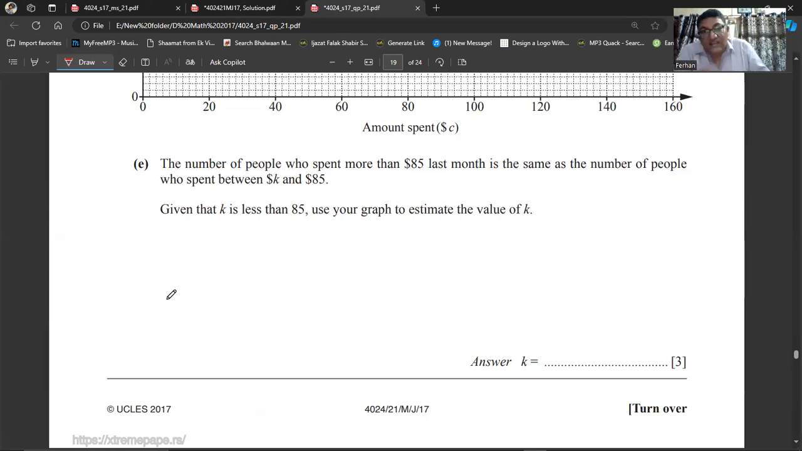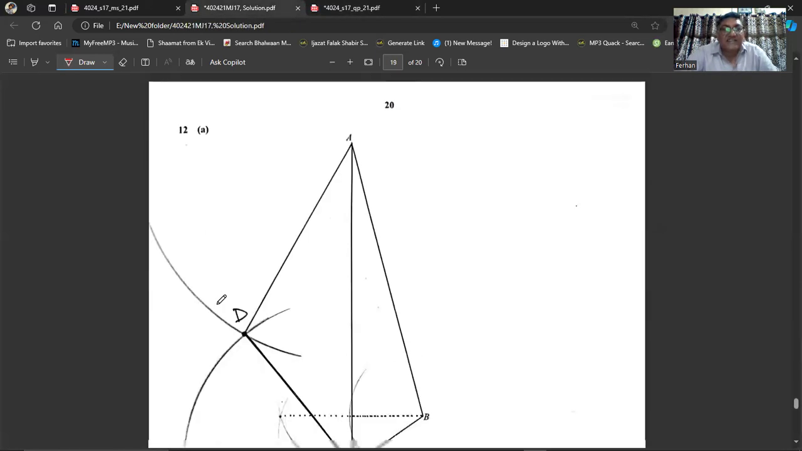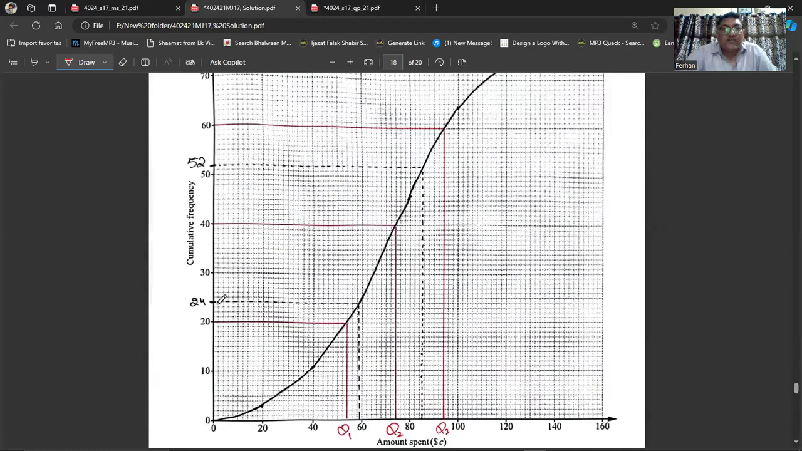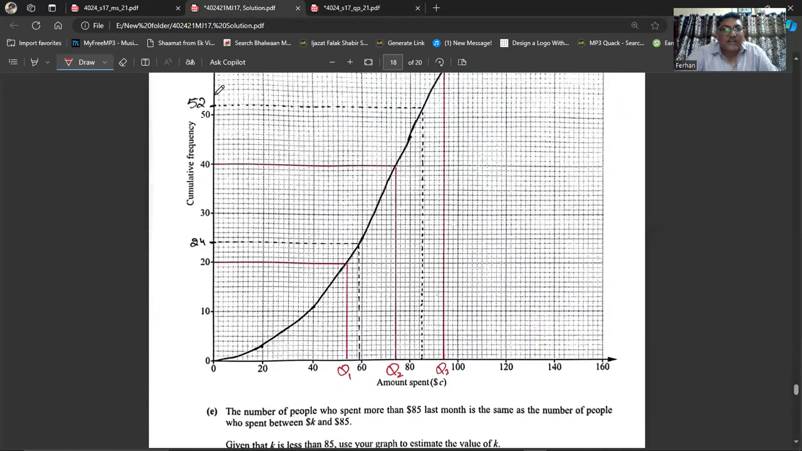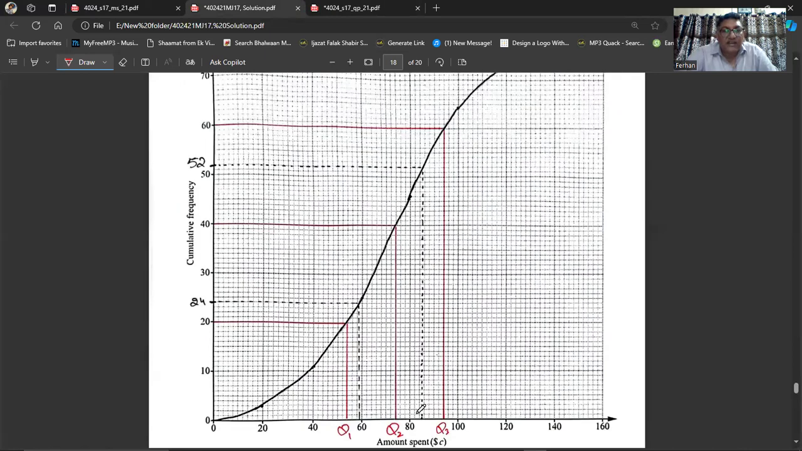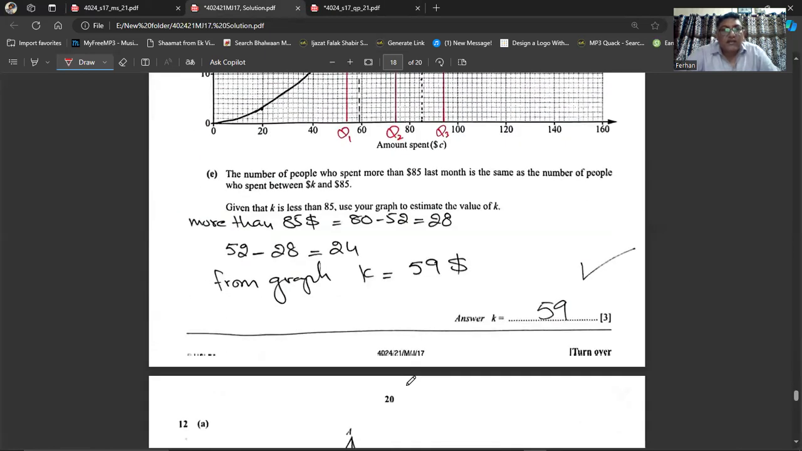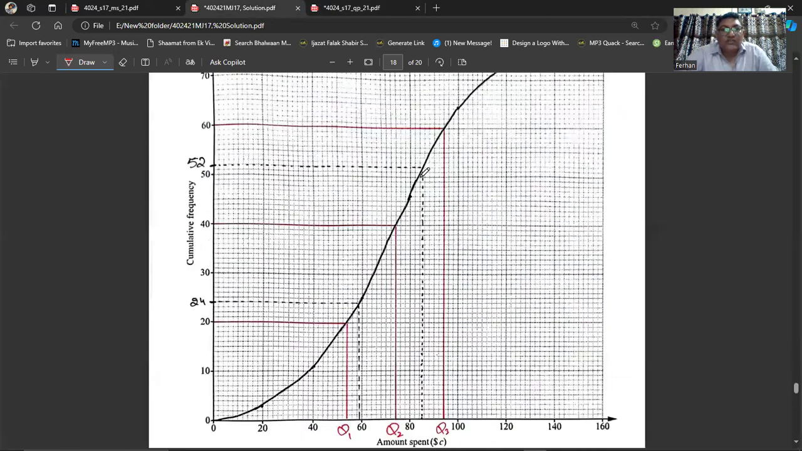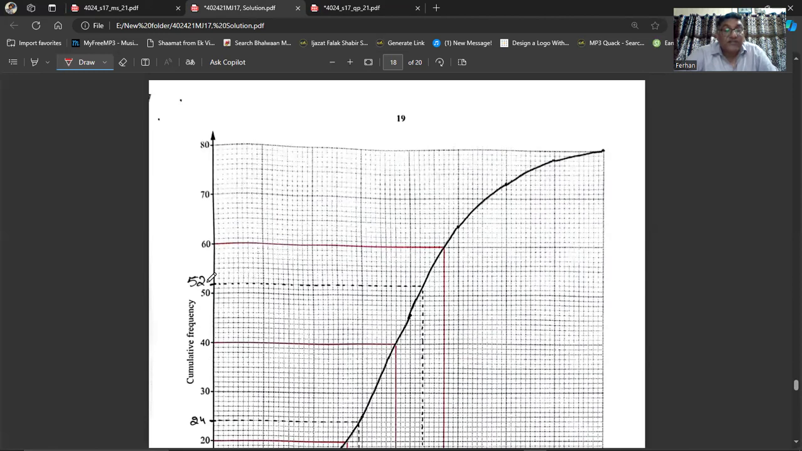First of all, I'll find how many people spent more than 85. Then the same number of people below 85, I will find the value of k. Very easy strategy. Let me show you. From here, I will go to the graph. From 85, I will go up to the cumulative frequency curve and check what the y value is. It is 52. These are the people who spent more than 85.